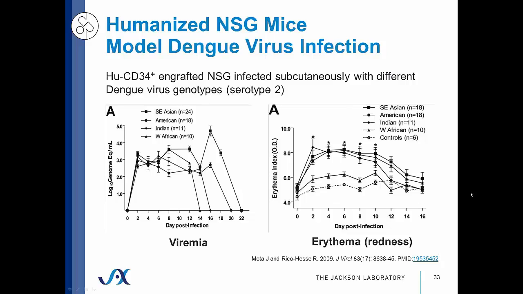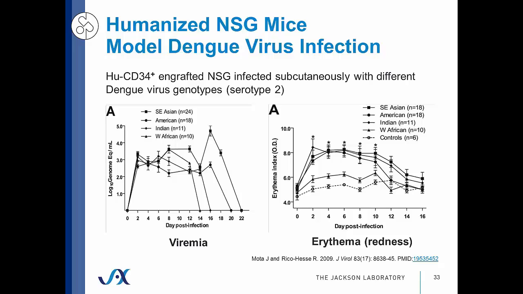So dengue virus, which is the causative agent for dengue fever and the more serious dengue hemorrhagic fever, is a global health concern, and it's actually been difficult to study in non-human animal models because only humans typically demonstrate the clinical symptoms, including viremia, erythema or redness, as well as thrombocytopenia or reduction in platelet count, as well as fever. And so in these particular experiments, the authors wanted to show whether or not NSG mice can be used to recapitulate some of these clinical symptoms only seen in humans.